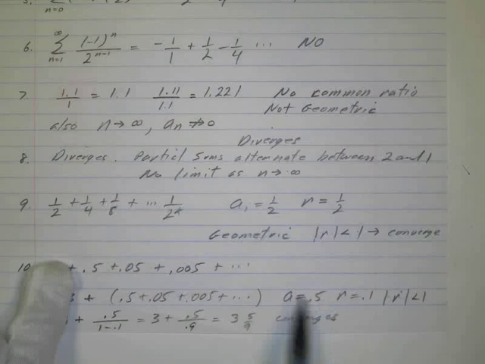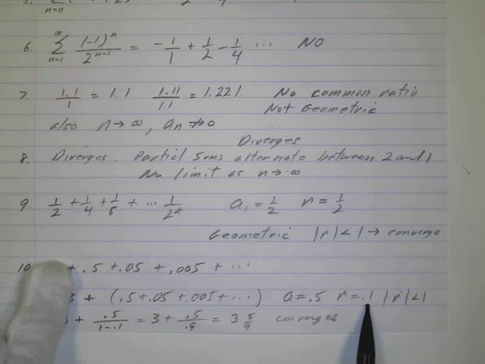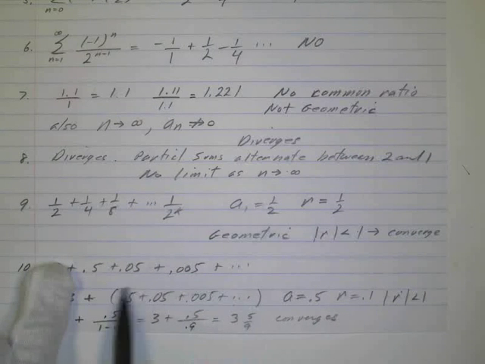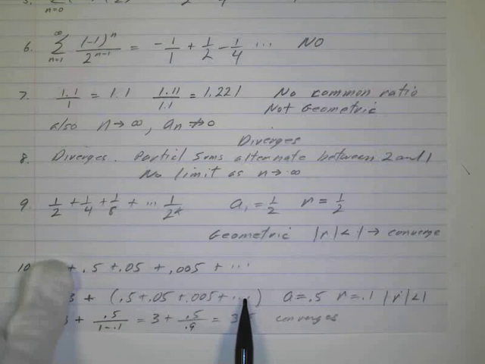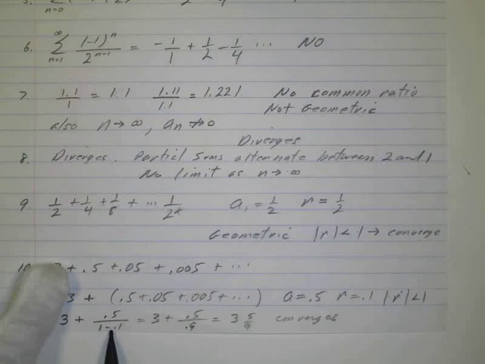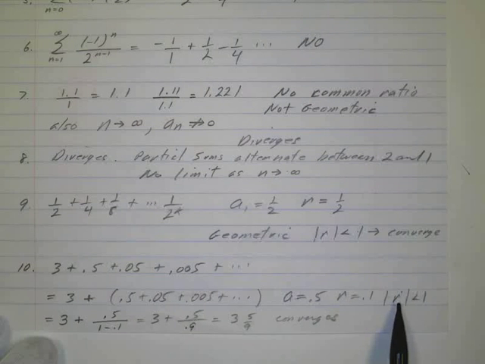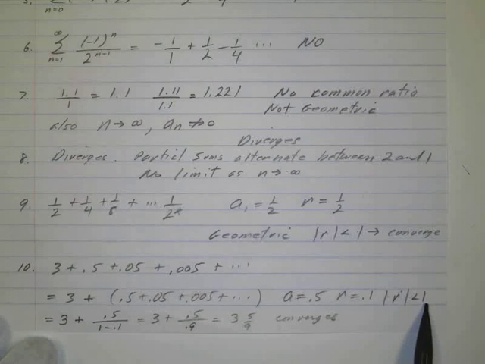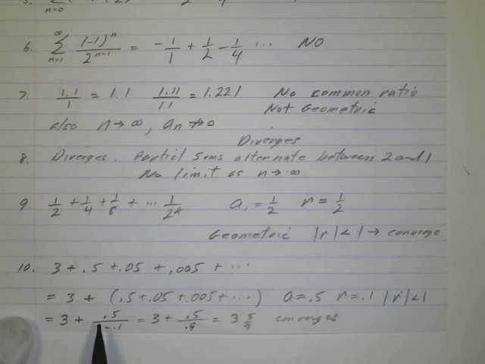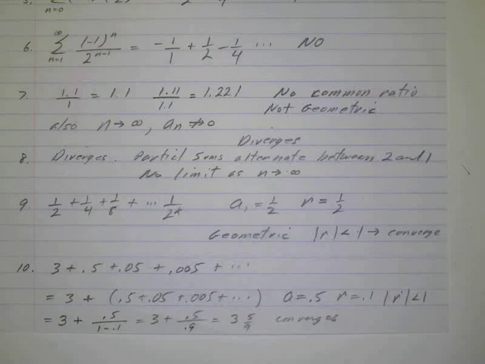where my a sub 1, or my initial term, is 0.5, and my ratio is 0.1. And does this converge? Yes, it converges. We can actually find the value by using the formula a sub 1 over 1 minus r, and then we can just add 3 to that. Since the absolute value of r is less than 1, r is 0.1, this definitely converges. I can actually find the sum by using that formula.